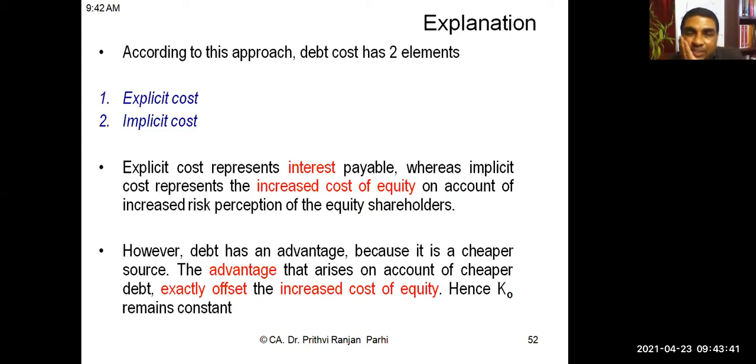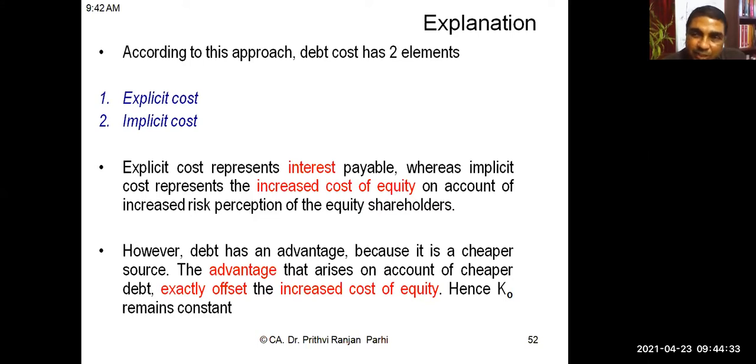Okay. Now let us try to understand why this is happening. Why value of the firm is not changing. Why overall cost is not changing. This is because when you take a debt, debt has got a cost. In fact, it has got two types of cost. One is called explicit cost. Explicit cost is the interest we pay for debt. That is expressed in the debt agreement. We know that suppose we have to take a debt, we have to pay 6%, or 10%, or 15%. That is the cost of debt, but that is referred to as explicit cost. Understood? But there is one more cost which is called implicit cost. Implicit cost is not expressed, but it is implied.